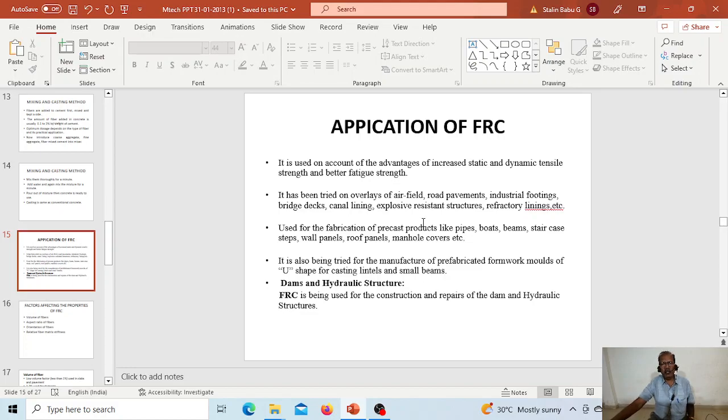pavements, industrial footings. Industrial footings are needed when the soil contains chemicals. At that time, when you are pouring the concrete for footing, you have to add fibers. Then only it will not absorb the chemical, and it will give more strength. That's why these applications of fiber reinforced concrete are very important.